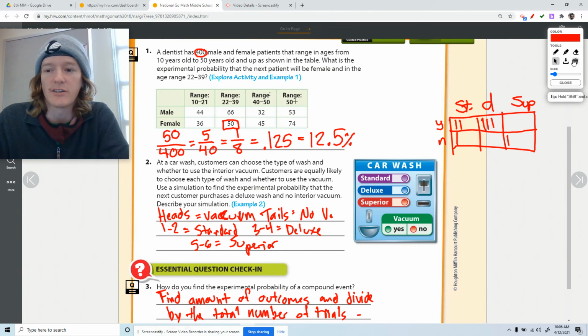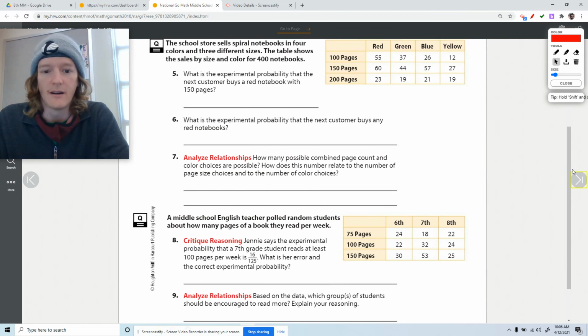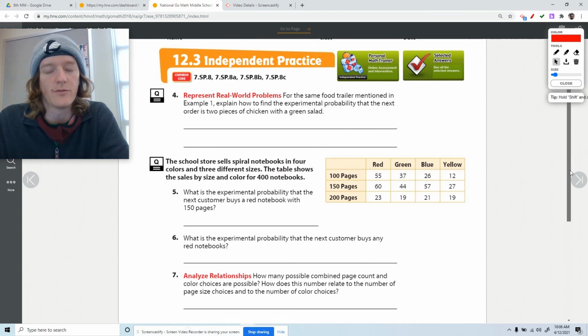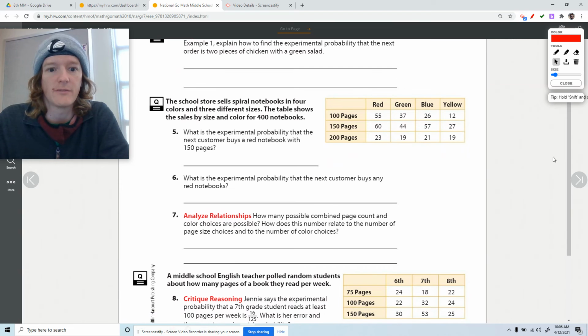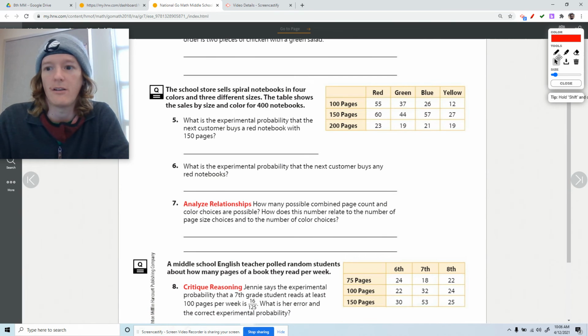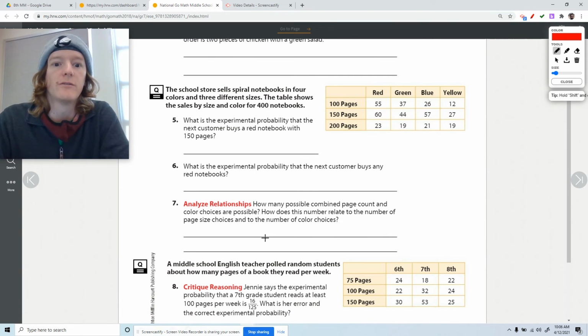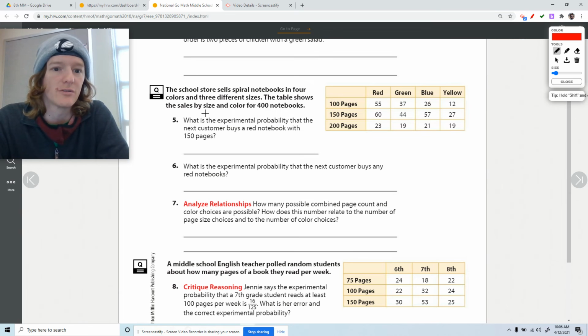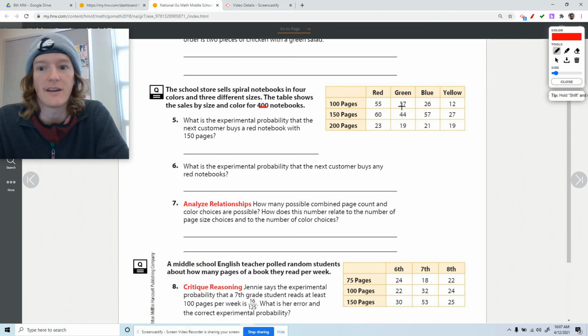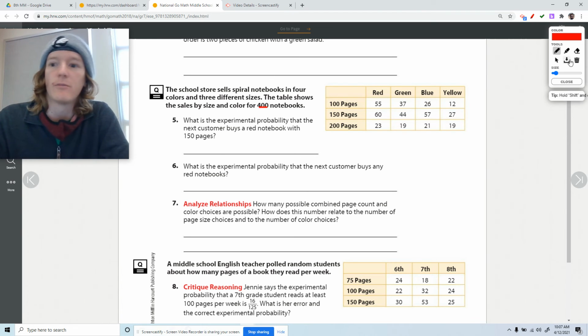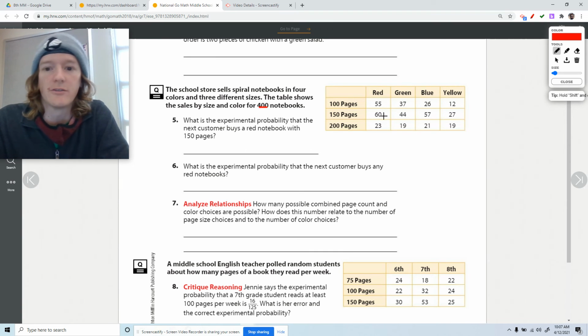There are a couple on the next page I'd like to really briefly talk about. So let's see, number 4, not going to worry about number 4, but let's do number 5, 6, and 7. That's all we're going to do here. And I'll have you do 5, 6, and 7 as well. The school store sells spiral notebooks in 4 colors and 3 different sizes. The table shows the sales by size and color for 400 notebooks. So we have a total of 400. All right, we don't have to add these all up. They already told us how many it would be. What is the experimental probability that a person will buy a red notebook with 150 pages?